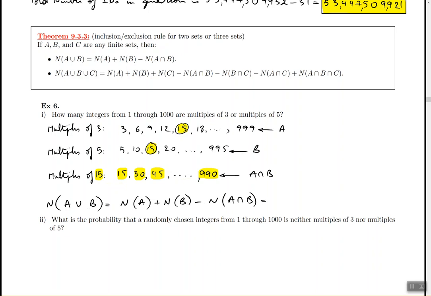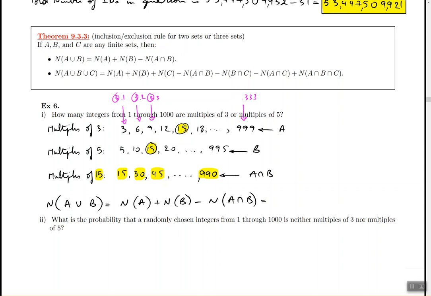So at this point, all we have to do is figure out what the size of the first set is, what the size of the second set is, and so on and so forth. Now to figure out the size of the set, here's what I'm going to picture mentally. 3 is 3 times 1, and 6 is 3 times 2, and 9 is 3 times 3. So the 3 is repeating. And the last guy in the list is 999, which is 3 times 333. So again, the 3 is repeating.